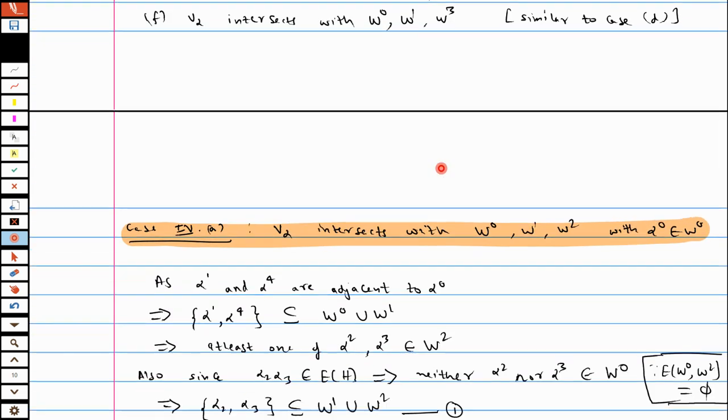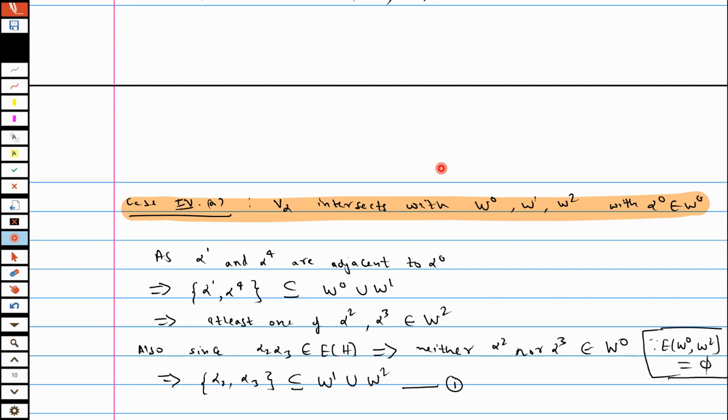Right? Okay. So let's say the alpha intersects with W0, W1, W2. Right? And I know that alpha 0 is in W0. Right? So by the same argument, let's draw that structure again. W0. Okay, and alpha 0 is here. So now our sets are this one, W0, W1, and W2.